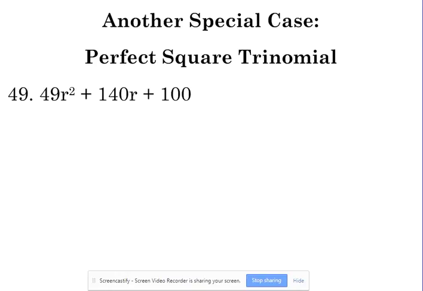Okay, trinomial, first of all, 3 terms. Back to what we started with the factoring. 3 terms. Perfect square comes from the first term and the last term being perfect squares. Now, we should always check for a GCF, but in this case, we don't have one. I'll just go ahead and skip that step.